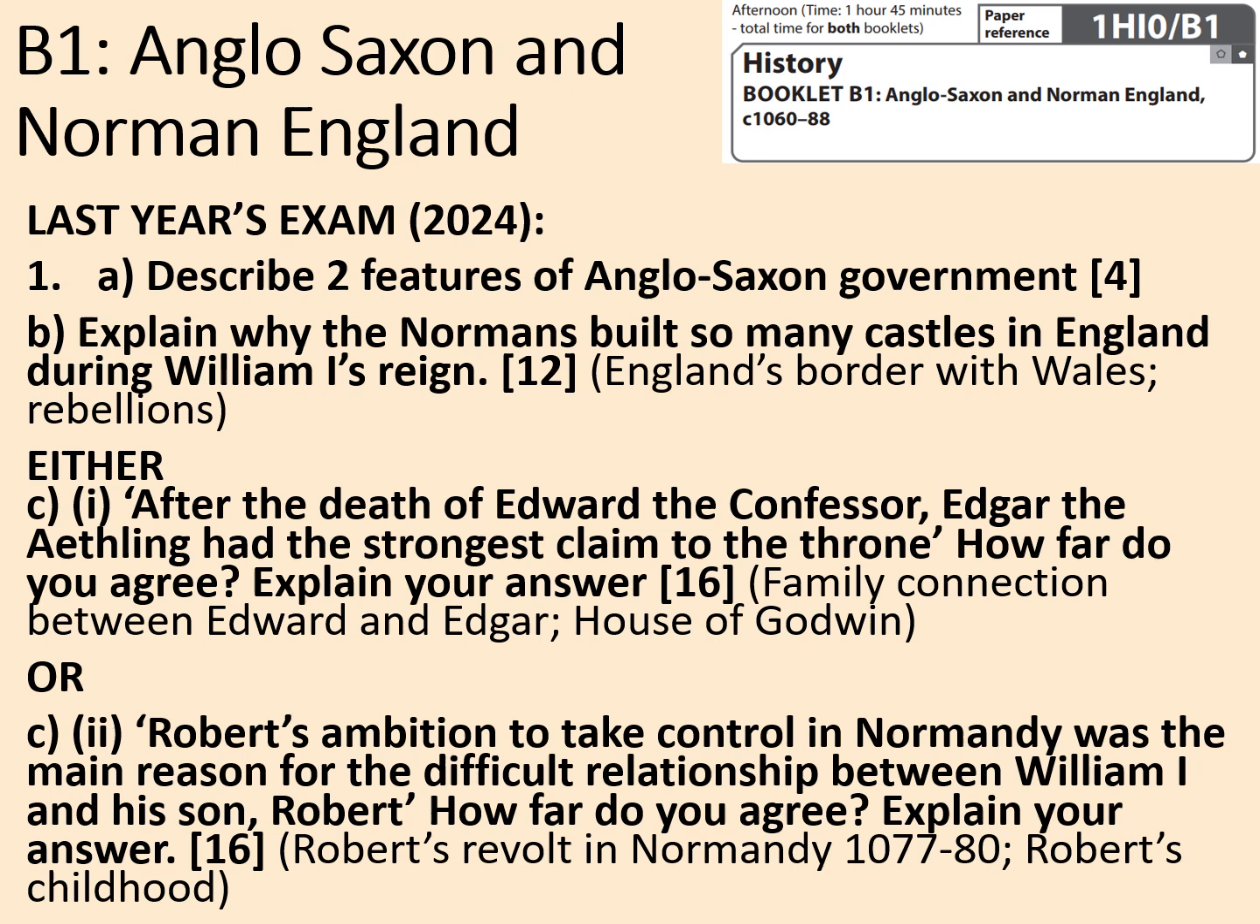Robert's ambition to take control in Normandy was the main reason for the difficult relationship between William I and his son Robert. How far do you agree? Explain your answer for 16 marks. The stimulus points were Robert's revolt in Normandy 1077 to 80 and Robert's childhood.